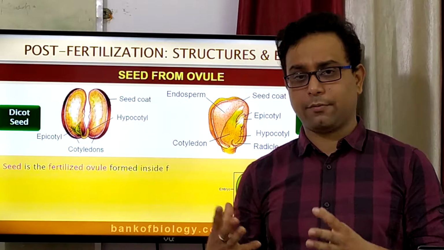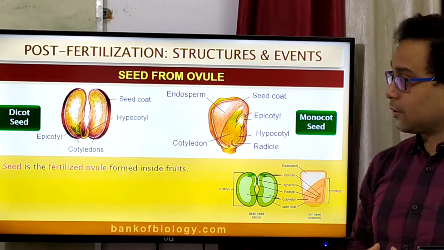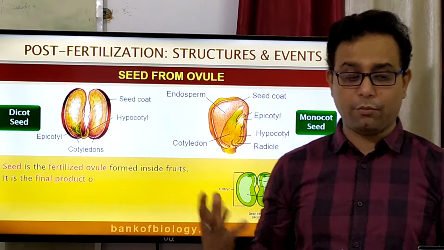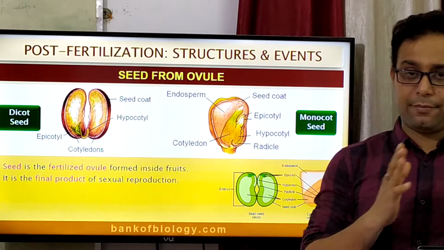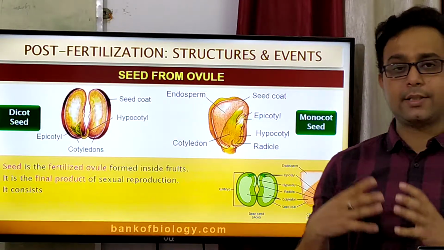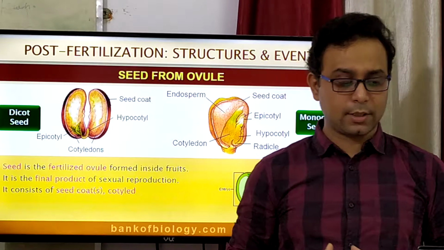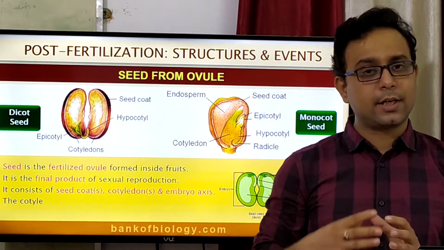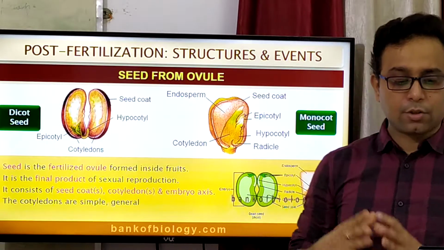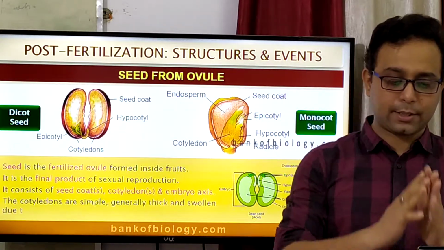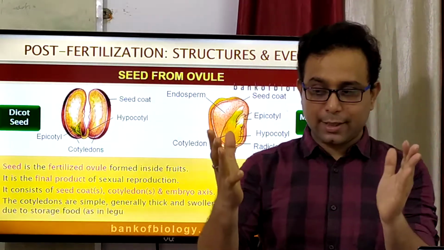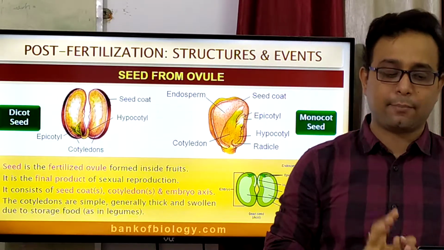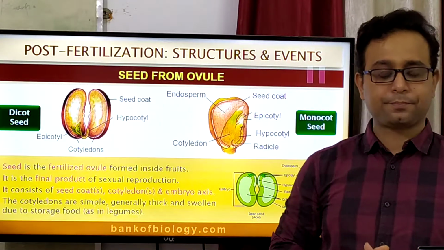But how are seeds formed? Seeds are formed after the ripening of the ovule. So the seed is ultimately the fertilized ovule, formed inside the fruit for its protection. It is the final product of sexual reproduction, because from the seed a new plant can be generated. So in the seed you have three parts: the seed coat, the cotyledons, and inside that, the embryonal axis, right?